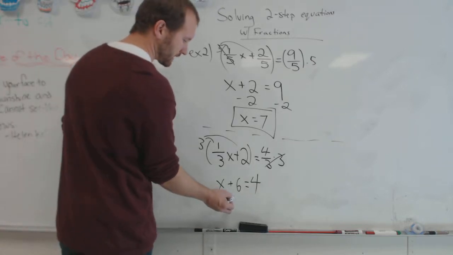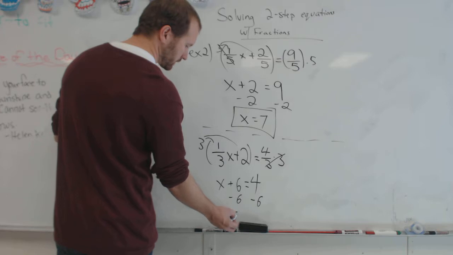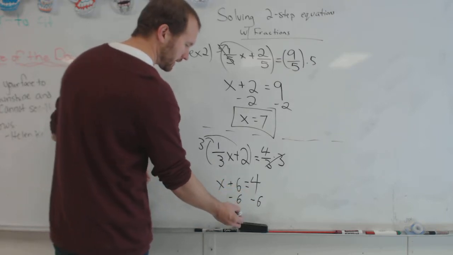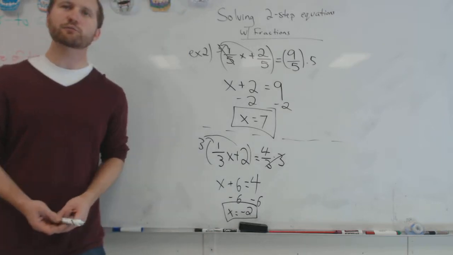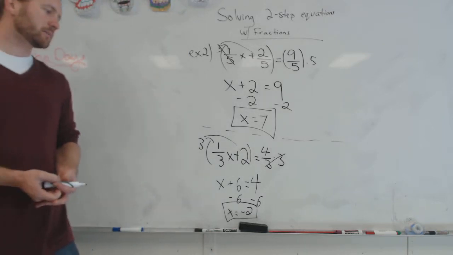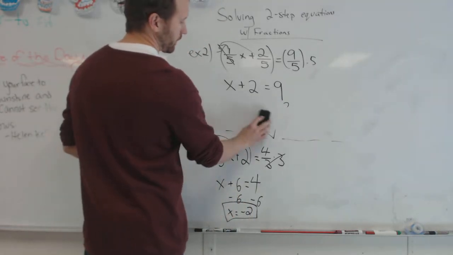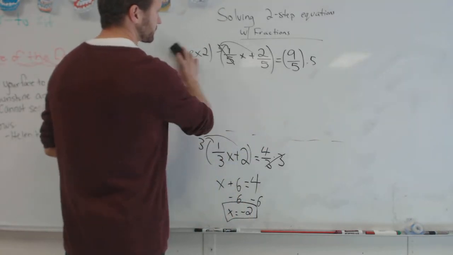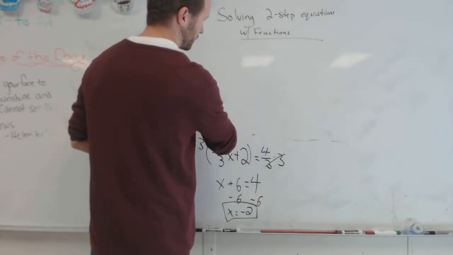Now I'm going to subtract 6. And I'll have x equals, what is 4 minus 6? -2. Very good. Super quick answer. 4 minus 6 is -2. One more trick.